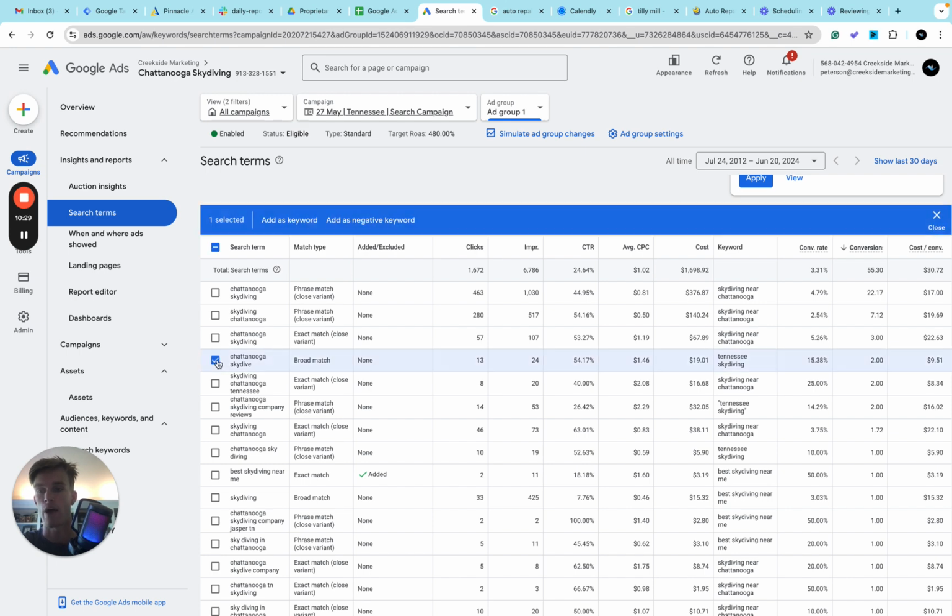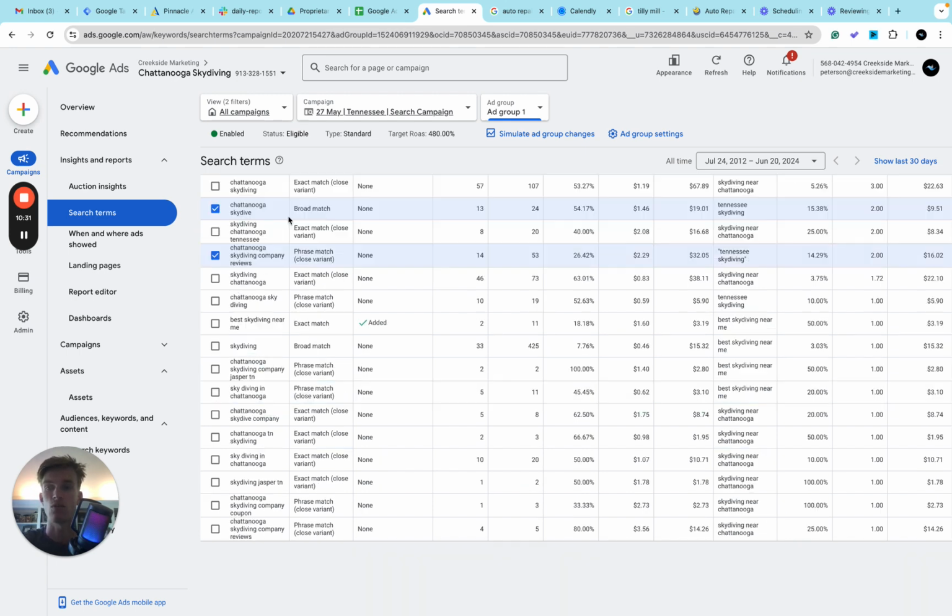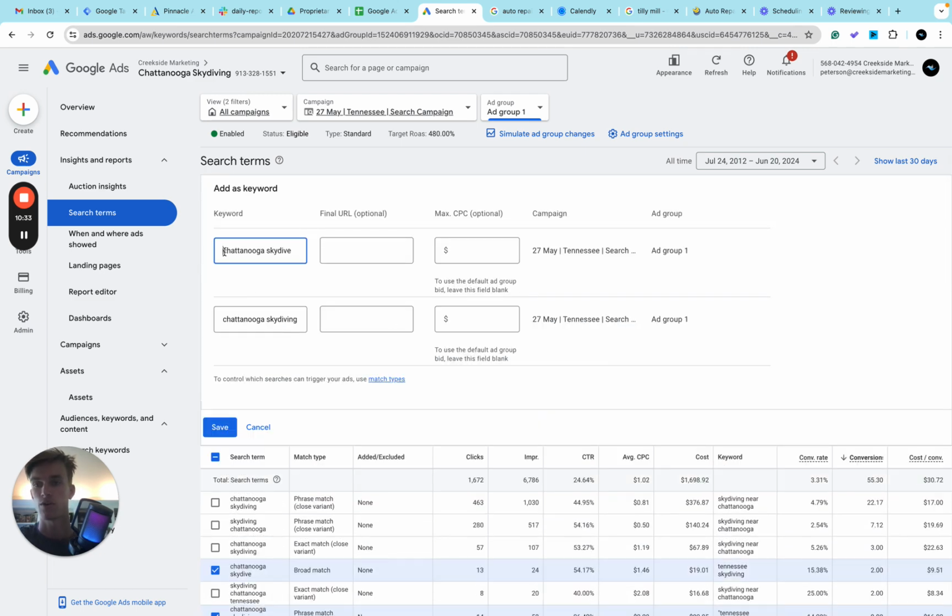So in order to add them as keywords, click add as keywords, go here, quotation mark on the front side and back side. And this just is how the syntax works for phrase match keywords. We'll click save, and the keywords will be saved to the account.